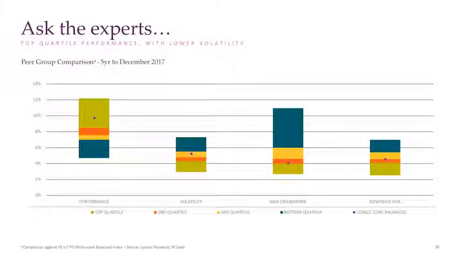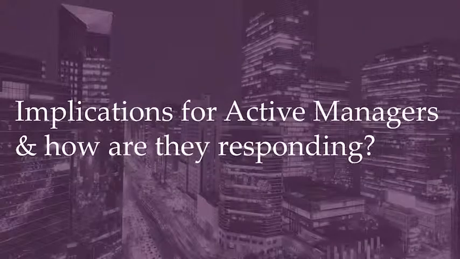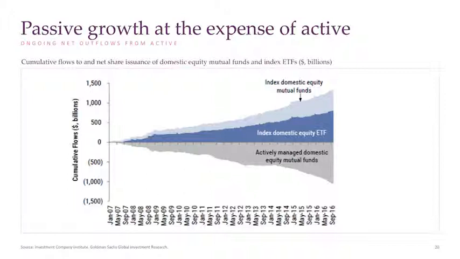And if one digs a bit deeper into the Lonsec Balanced Fund, we won't go into this in detail, but in summary, what it does show is that you can generate alpha with less volatility, leading to better risk-adjusted returns. So what are the implications for active managers such as ourselves and how are we as a group responding? The responses have been quite widespread. We've had to change. We've had to meet the changing needs of investors, and I think that's been a good thing.